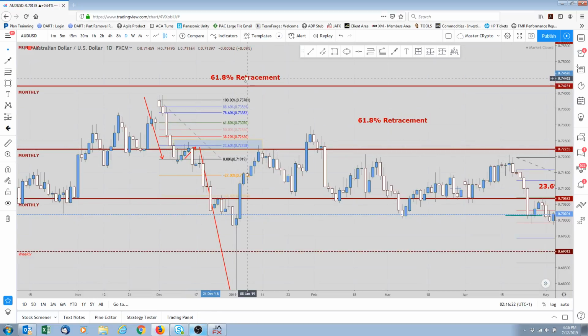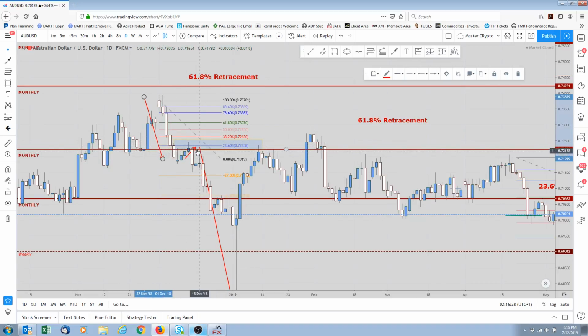So this is an example of 23.6%. But why did I put 68.1%? Because I want you to get in a routine of doing this. So let me just delete these.